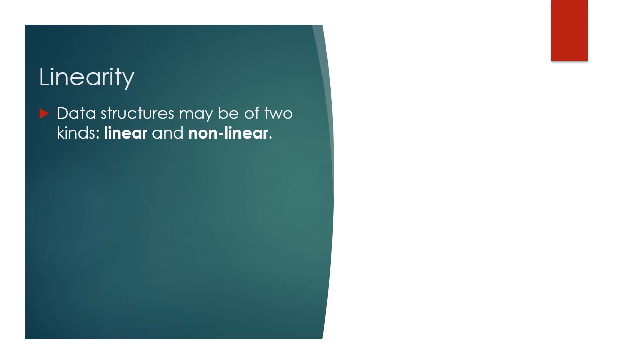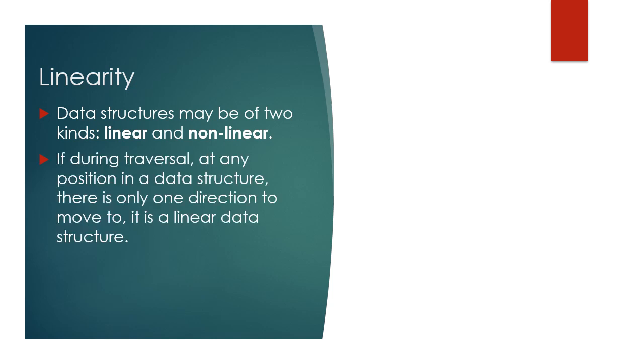Data structures may be of two kinds, linear and non-linear. If during traversal at any position in a data structure there is only one direction to move to, it is a linear data structure. An example is the linked list, which you can see here. In a linked list, each node contains two elements. One is a data item and the other is a pointer to the next node in the list.